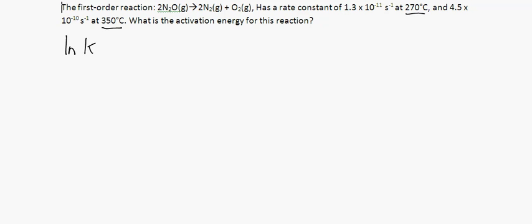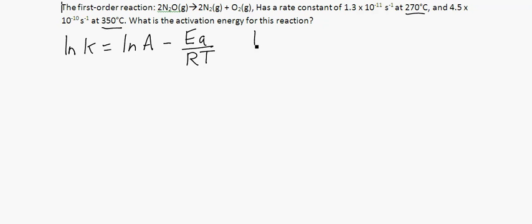Okay, so the Arrhenius equation, which I showed you in the notes and in another video also, how we can take Arrhenius's equation and turn it into this. So the natural log of k equals the natural log of A, that's the Arrhenius constant, minus the activation energy over the universal gas constant times the temperature. And we can write this out twice. We can write it out for the reaction at 270 degrees, and we can write it out again for the reaction at 350 degrees.